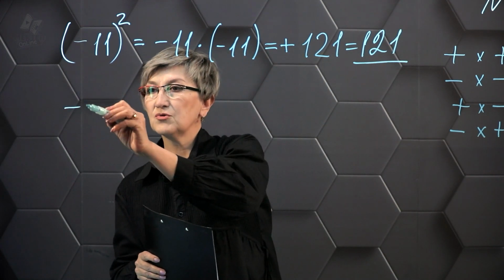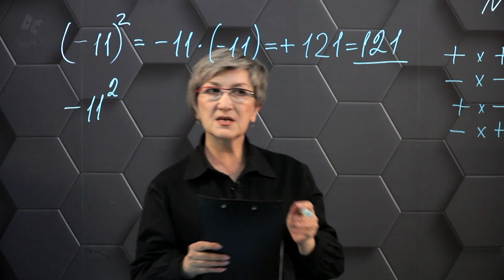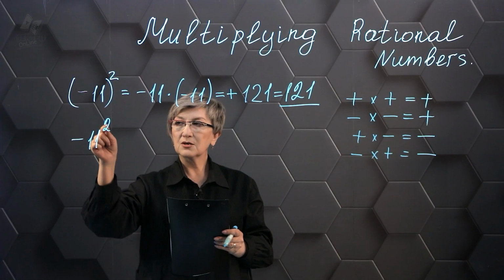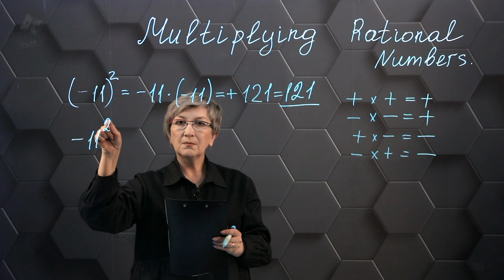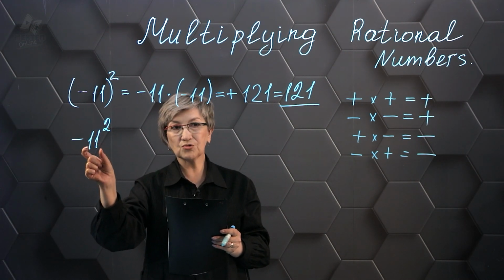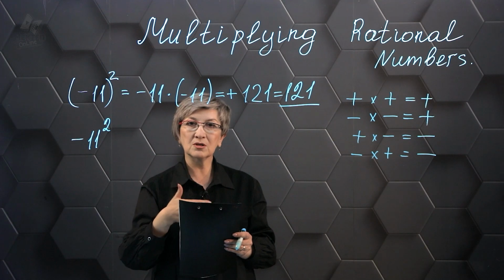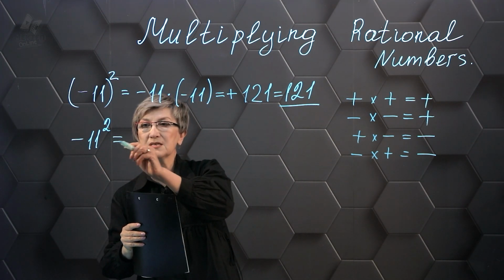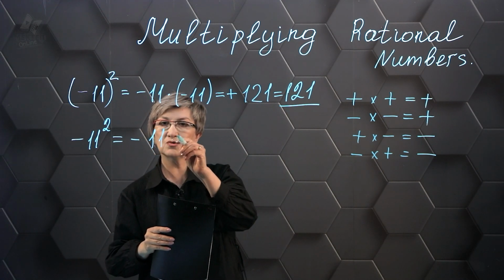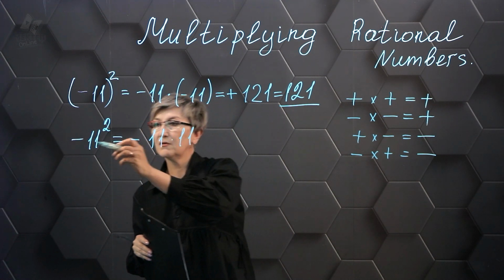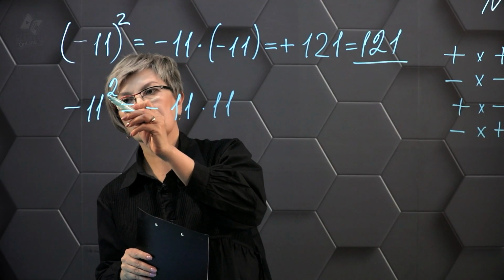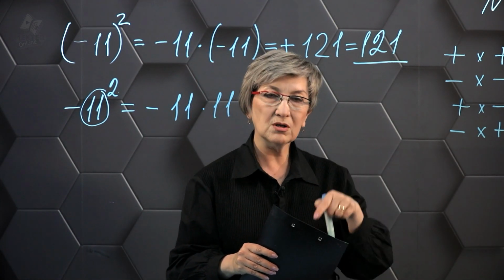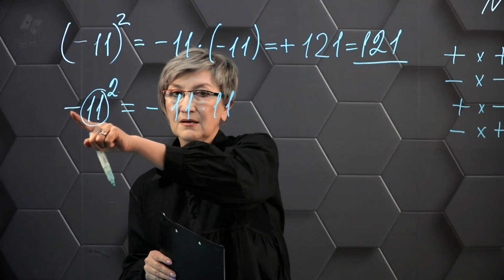And now, the next case, minus 11 squared. What takes place here? Pay attention that the exponent, equal to 2, indicates that we will multiply the number 11 by itself 2 times. And the minus sign, we write it down. Minus 11 multiplied by 11. The exponent of 2 means that I need to multiply the number 11 by itself 2 times. And I write the minus sign.